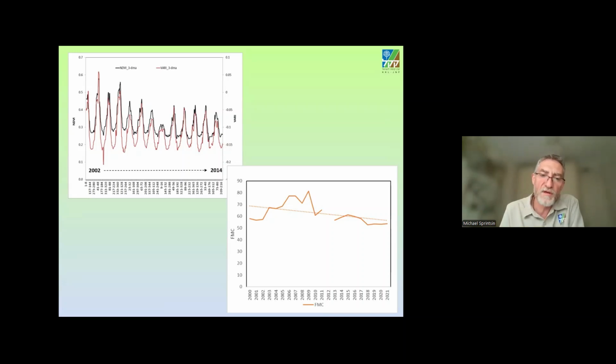Or we use the same approach on an annual scale for fuel moisture content extraction from one of the pixels in the forest located in the Jerusalem Hills. Again, you see the decline for 20 years. A very interesting phenomenon that should be studied more properly.